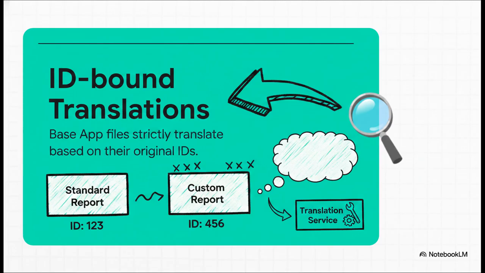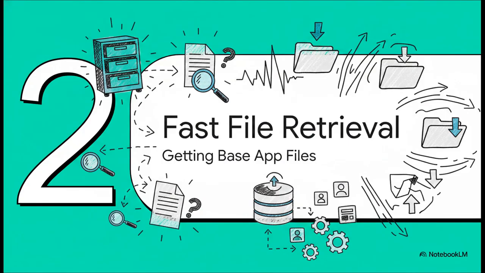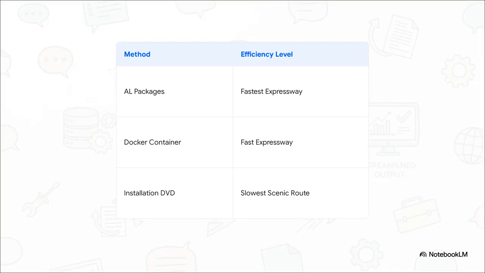And that means we need a really reliable way to pull those standard translations right back into your newly minted custom report. Which brings us to part 2. Fast translation file retrieval. Because before we can translate a single thing, we actually have to get our hands on those base app files. Now, it's super important to realize that not all retrieval methods are created equal. We essentially have 3 distinct paths here.